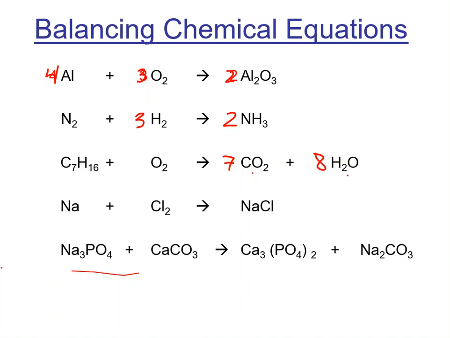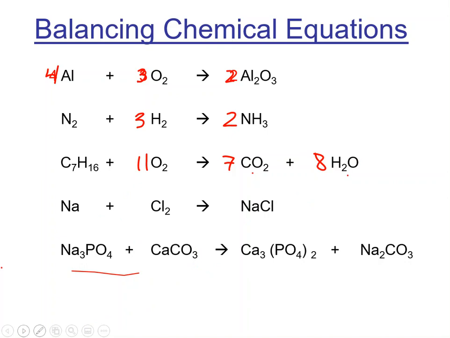Now I have to consider the oxygen in both of these products. I have to get the total. So here I have 14 oxygens in carbon dioxide, and 8 from water, for a grand total of 22, so I put a coefficient of 11 in front of oxygen.